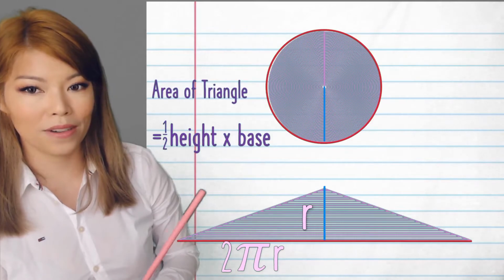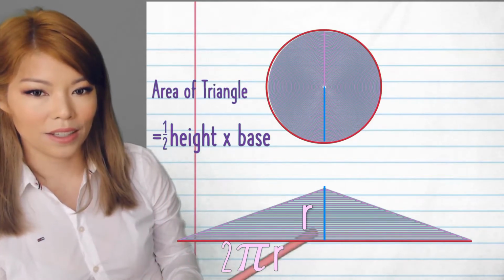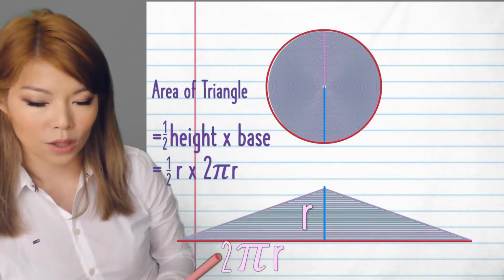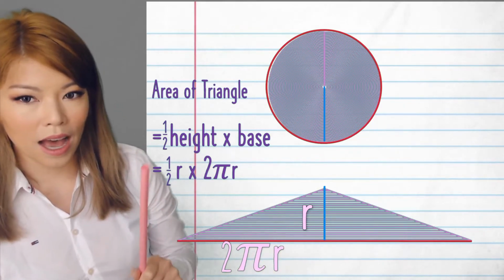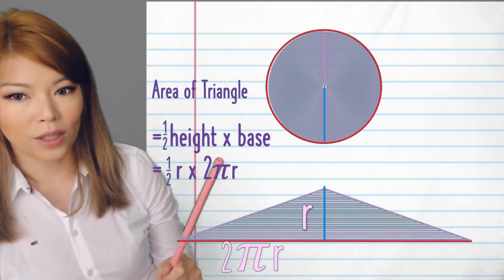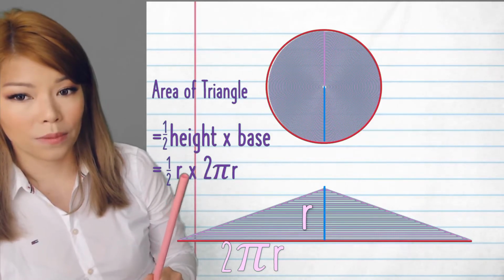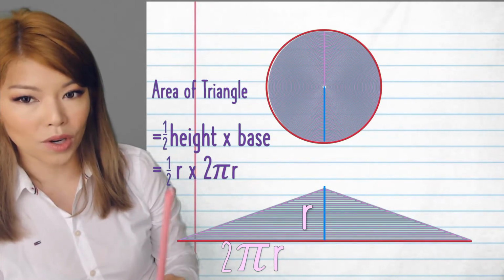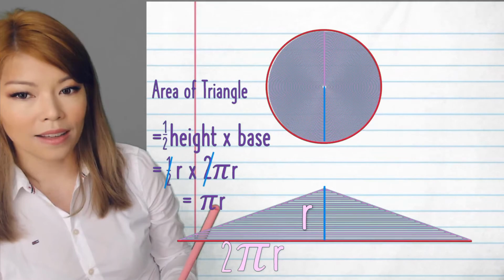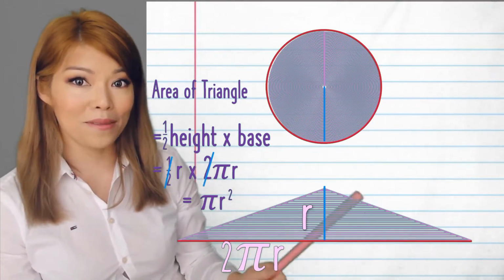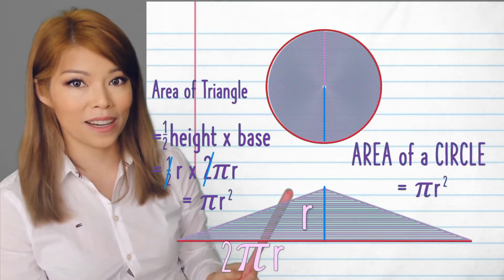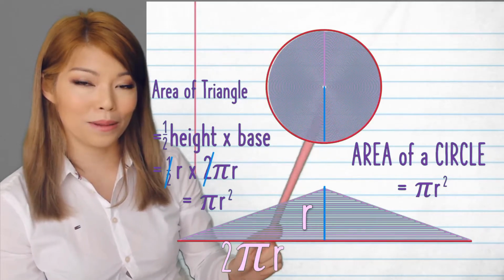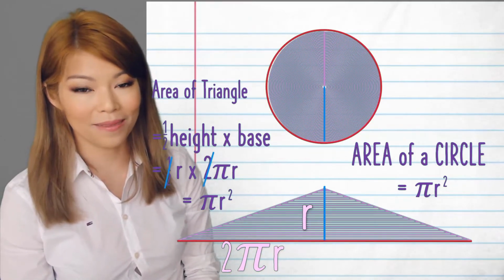Now we know the area of a triangle is half times height times base, so the height is r and the base is 2 pi r. Now the half times 2 is 1, so we can cancel that out and we're left with r times pi times r, or in other words pi r squared. So the area of this triangle we worked out to be pi r squared, or in other words the area of this circle is also pi r squared.